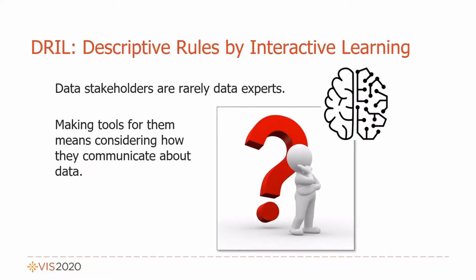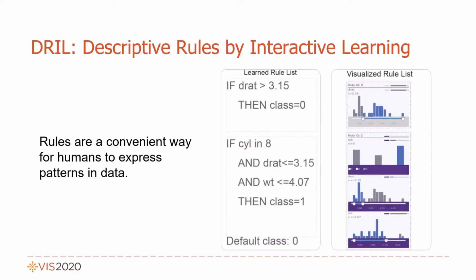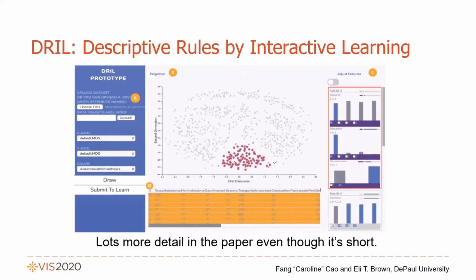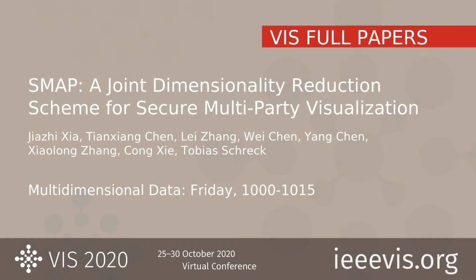Data stakeholders are rarely the data experts. Making tools for them means considering how they communicate about data. Rules are a convenient way for humans to express patterns in data, like we need high variable x and low variable y. In our human-in-the-loop approach, the user selects points of interest and can immediately see rules that differentiate those data from the rest. Lots more detail in the paper, even though it's short.